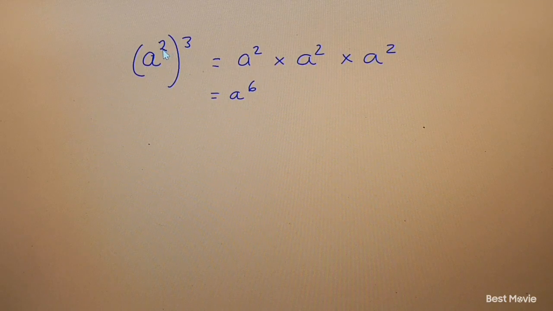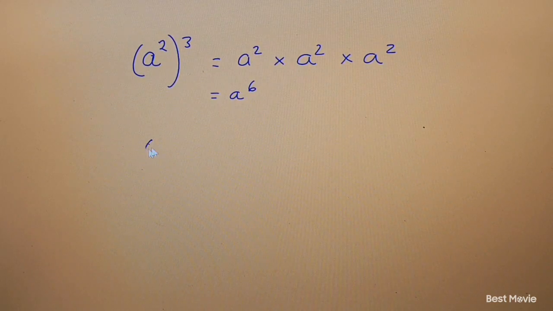Notice what has happened to 2 and 3. You have essentially multiplied 2 and 3 to get 6. But if you don't remember, then you can just expand the bracket like this. So a squared to the power of 3 means a squared times itself 3 times.